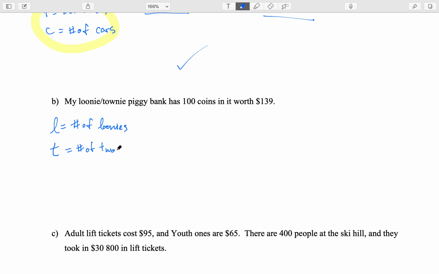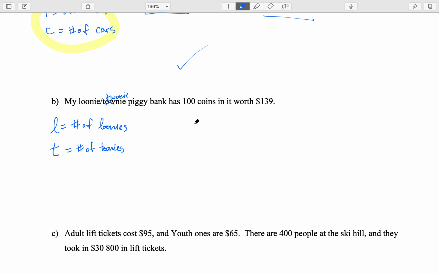Is that how you spell toonies? Or is it like with an O? Maybe it's like this, toonies. But toonies with that is townies. That's obviously wrong. I don't know. I'm going to say it's loonies and toonies. So that's L and T.